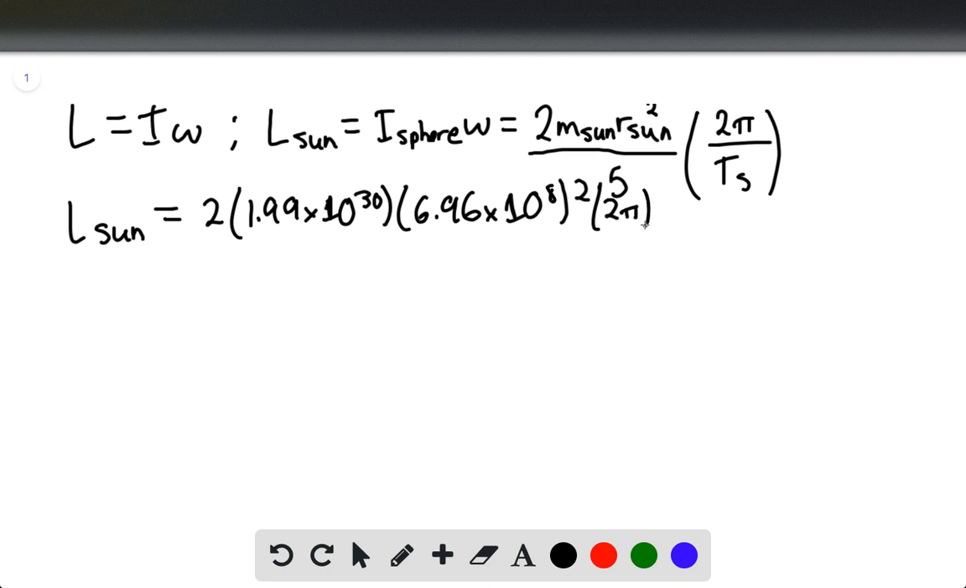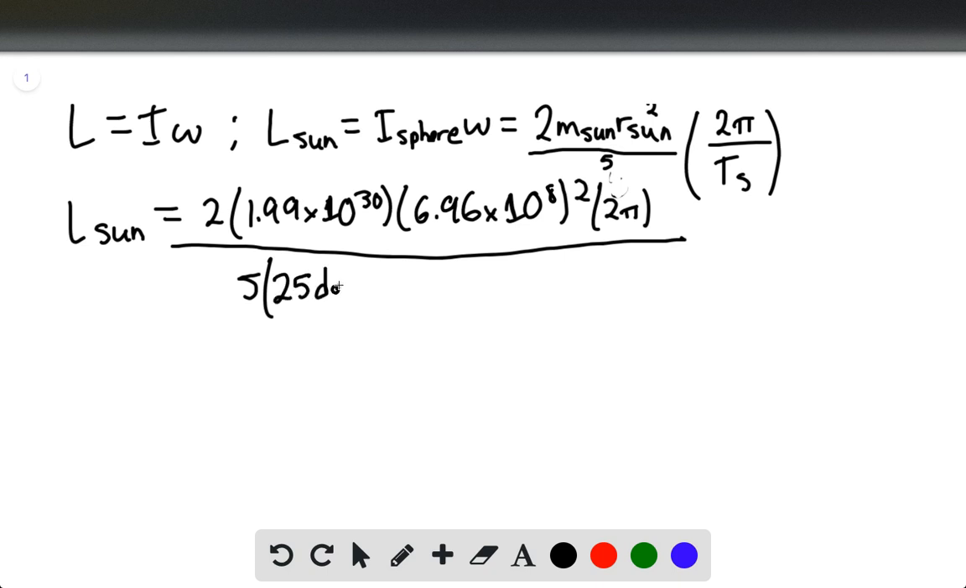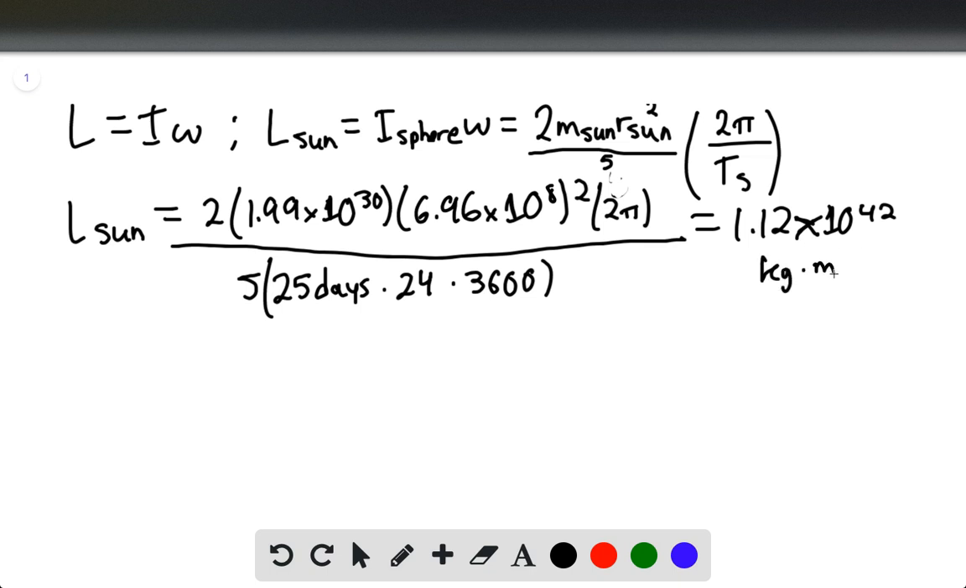Times 2 pi. I apologize, the 5. And this will be divided by 5 times 25 days times 24 hours per day times 3,600 seconds per hour. And we have the angular momentum of the sun being 1.12 times 10 to the 42nd kilogram meters squared per second.